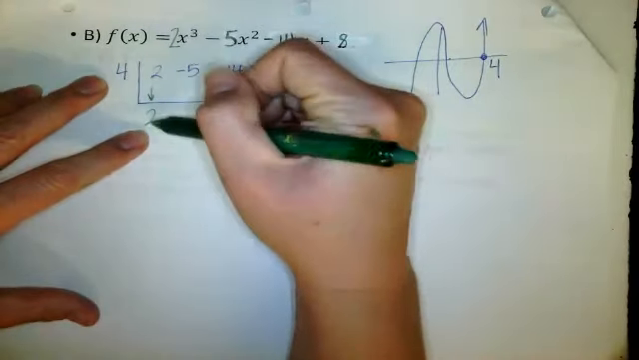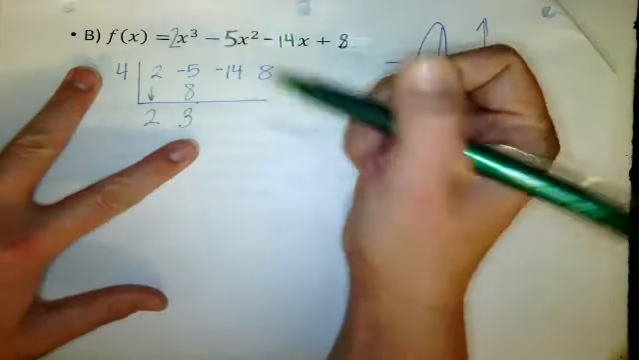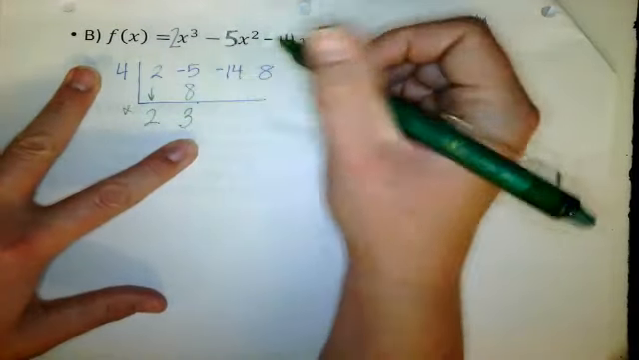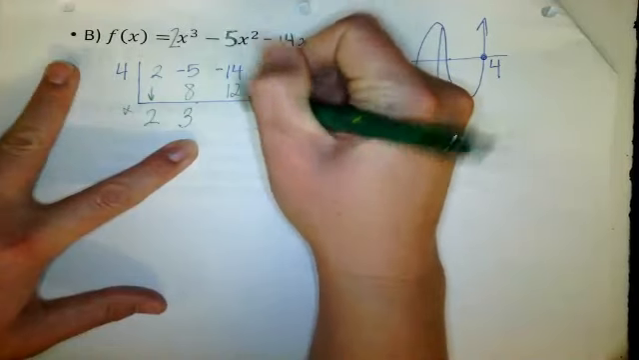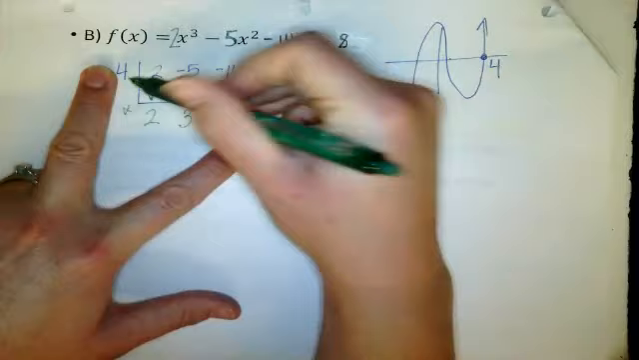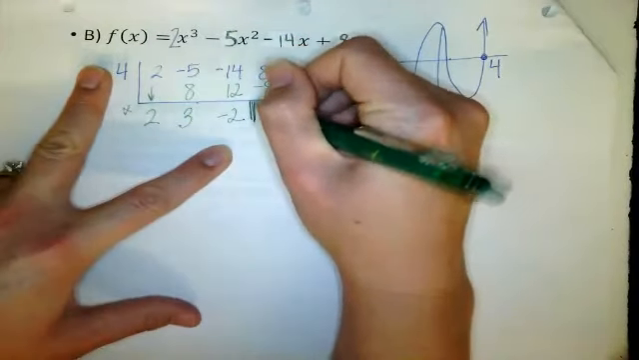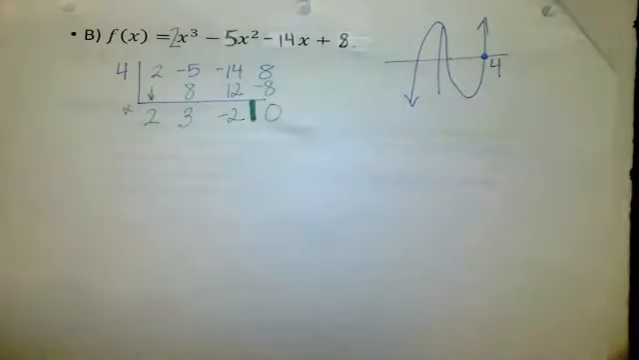All right. 2 times 4 is 8. Then we combine: -5 and 8 gives me 3. And then we multiply: 3 times 4 is 12. Combine, we get -2. Then again, multiply: -2 times 4 is -8. And we get a remainder of 0. It should always be a remainder of 0. If you didn't get 0, you made a mistake, or you chose a bad x-intercept.